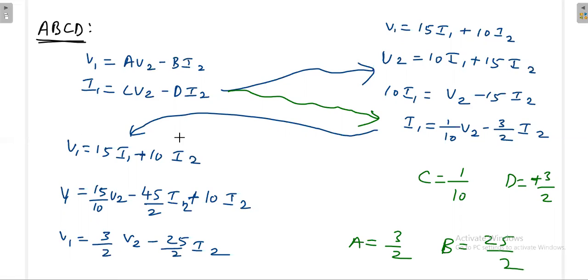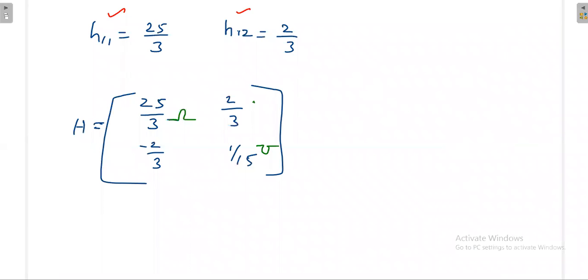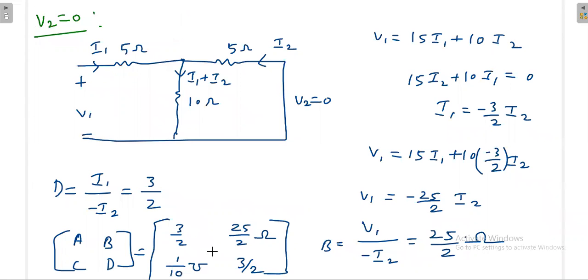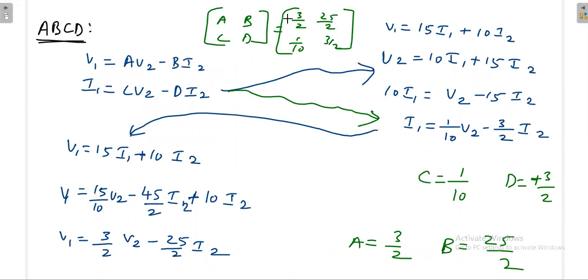Okay, just compare with our old result, because already we have calculated the ABCD parameter with the standard procedure, with the two-port network procedure. You just try to compare. Okay, so finally we got the ABCD parameter. A is equal to 3 by 2, B is 25 divided by 2, C is equal to 1 by 10, D is equal to 3 by 2. Okay, so today only we got this result. If you compare with the ABCD parameter we just now calculated, this is the ABCD parameter, 3 by 2, 3 by 2, here 25 by 2 and 1 by 10. Okay, so same result we are getting.